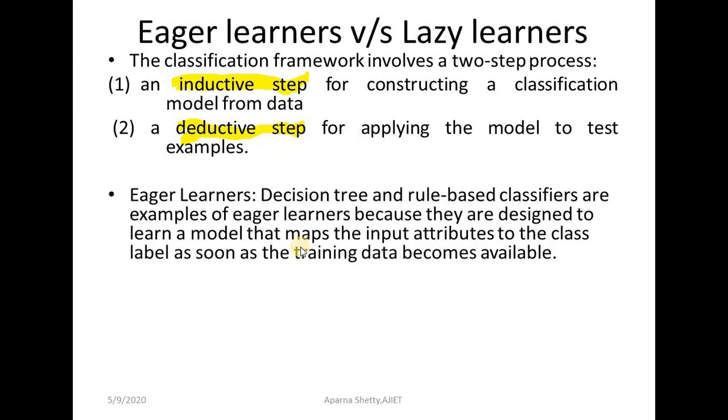Now the first type of learners, that is eager learners. Let us see what these eager learners are. Decision tree and rule-based classifiers are examples of eager learners. We have already studied decision trees as well as rule-based classifiers, right? So these are examples of eager learners. Why are they called eager learners? Because they are designed to learn a model that maps the input attributes to the class label as soon as the training data becomes available.